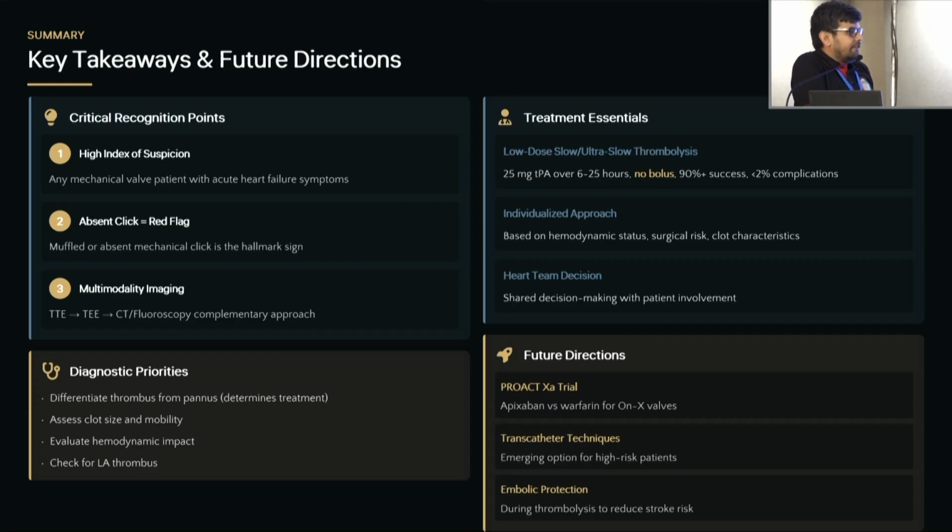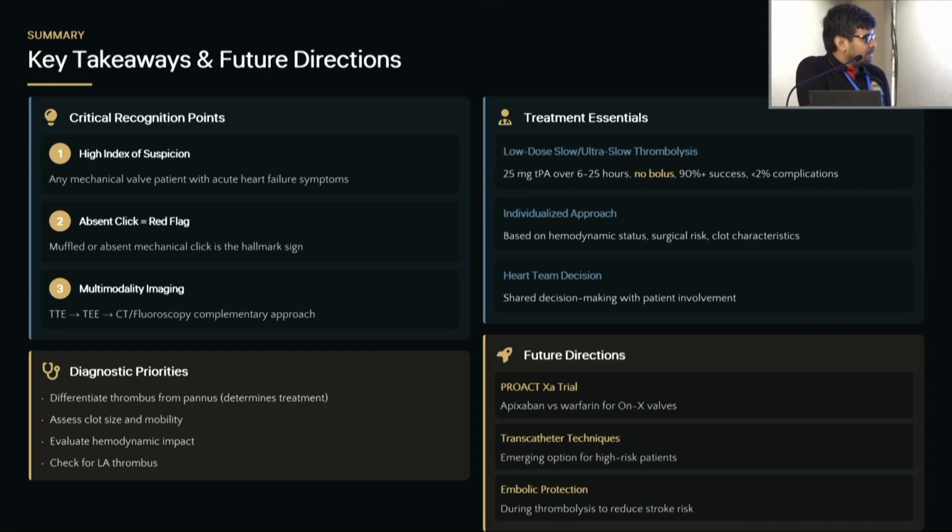And if it proves, or if we have a doubt, we can go further with transesophageal echo, CT fluoroscopy. So the treatment is based on the size, where it is situated, whether it's a pannus or a thrombus, which decides whether the patient has to undergo surgical or thrombolytic therapy.